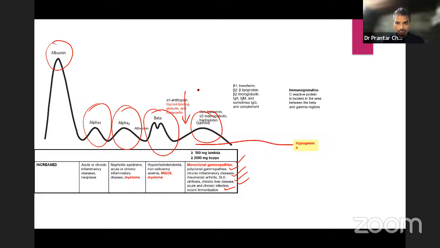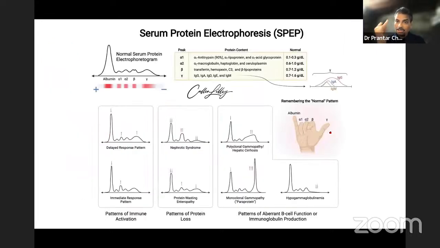So, sometimes this can become flat like this, and that is hypogammaglobulinemia, which actually is something where you have immunodeficiency. So, if you use your hand, and that is what I am trying to show you here, right? So, this one is albumin. Then you have alpha 1, alpha 2, beta, and this is your gamma.